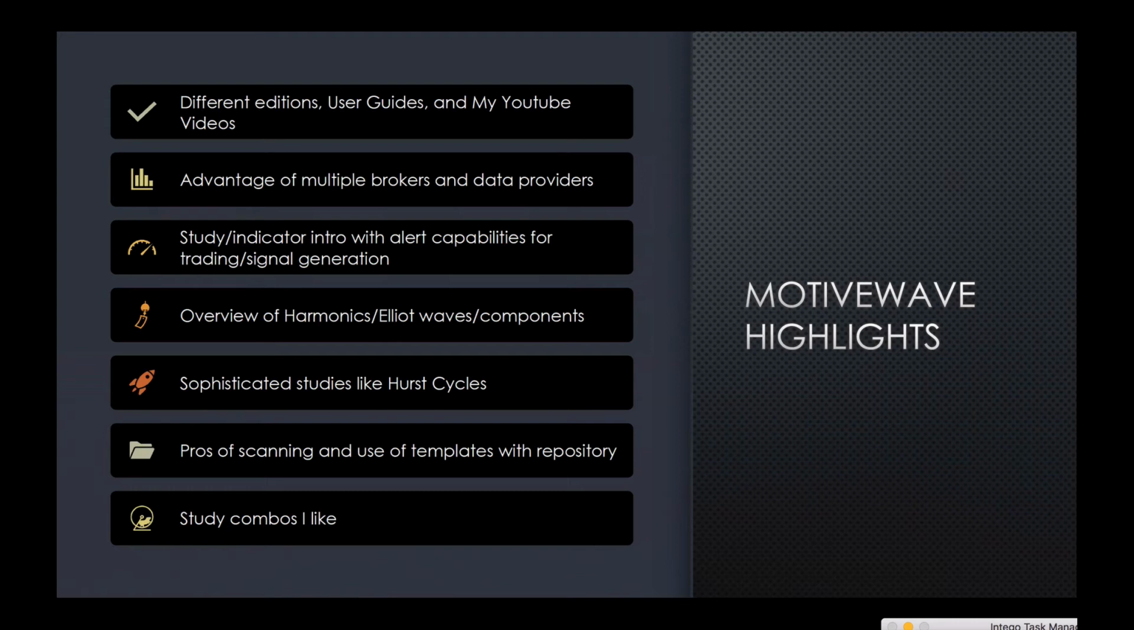We'll go into some of the more sophisticated studies. The one I like right now that looks really good is Hurst cycles. We'll also cover other areas that I like, including scanning, use of templates, and using the powerful feature known as the repository. And of course, we'll go over the different studies that I like, the combos and why. This will be real market data that we're working with.